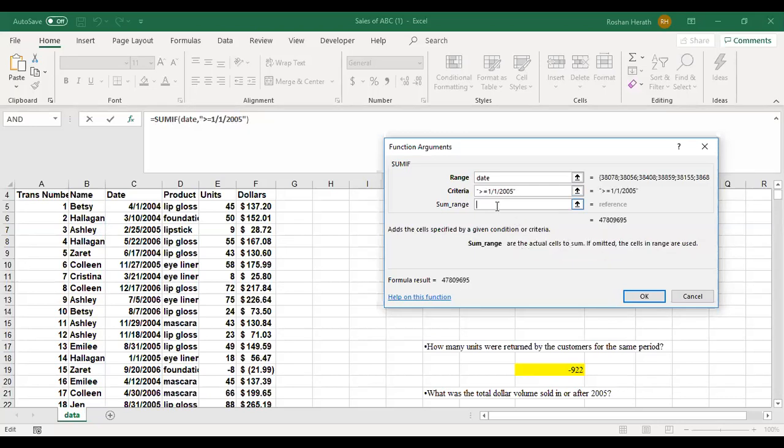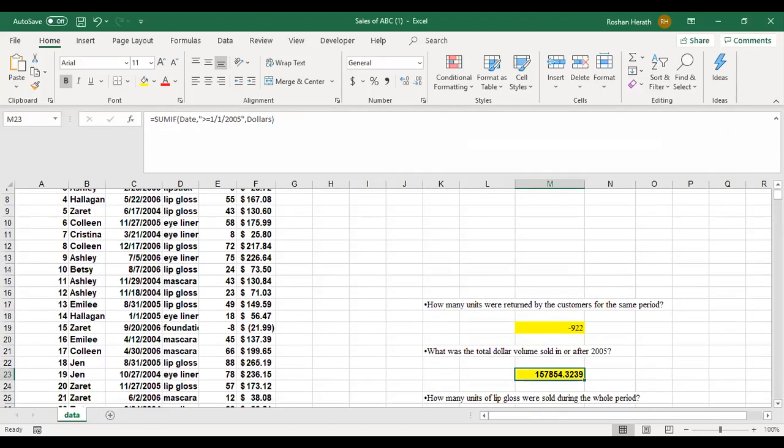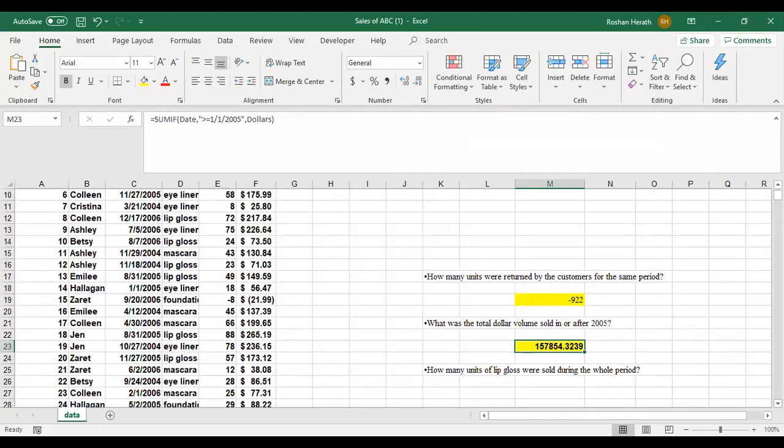Then there it comes, particular value, but we are looking for the total dollar values. You type dollars. There it comes, 157,854.32. So this is the total value sold in or after 2005. Right, we have some questions over there.